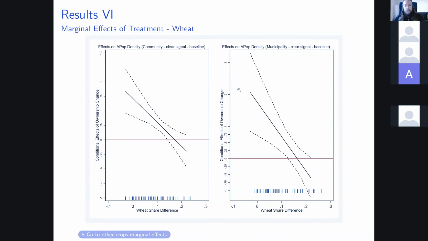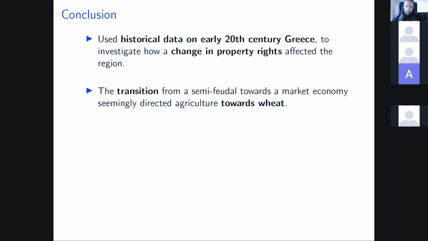And this is just to compare the two different treatments. On the left-hand side, you have the community level treatment. It's closer, so it's better estimated compared to the municipality, where obviously you see a similar effect, and it is positive. Again, the treatment for different levels of wheat share difference, but you see that if you have higher shares of wheat share difference, that's why you are getting a negative effect in the term that you saw earlier.